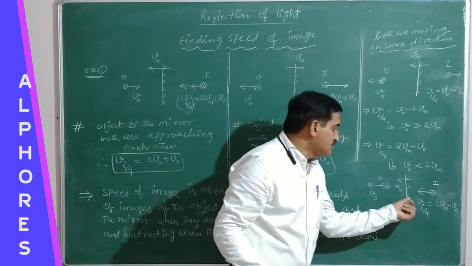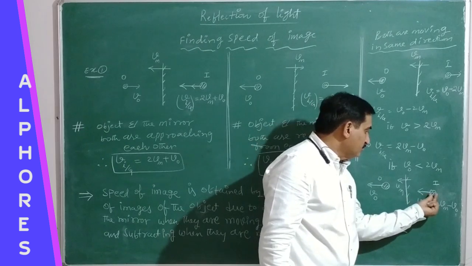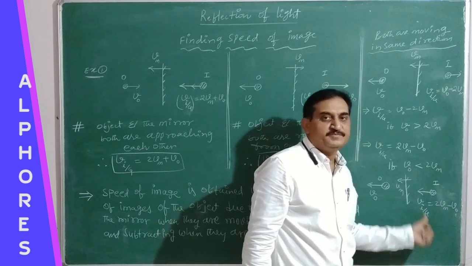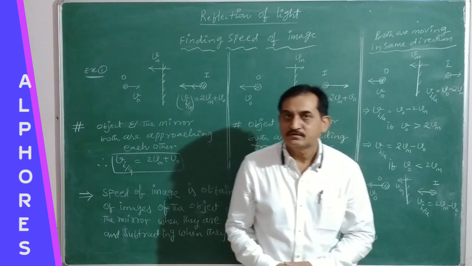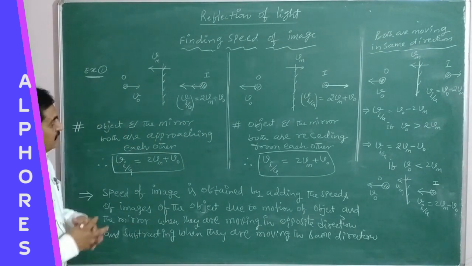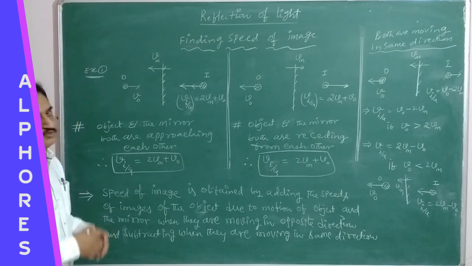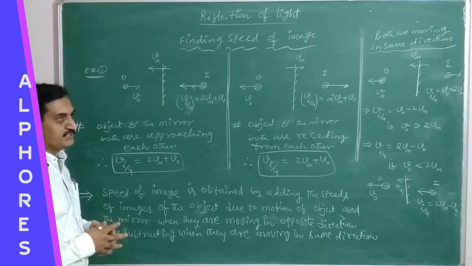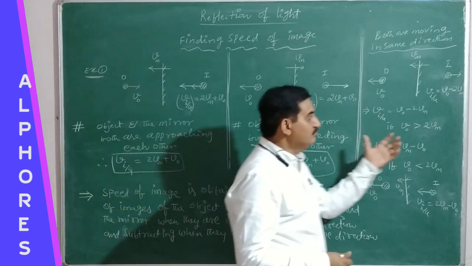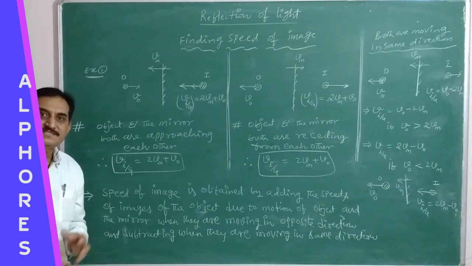There also, the speeds due to motion of the object and due to motion of the mirror are subtracting in order to get the final speed of the image in this case. So this is the main mechanism for how we can get the speed of the image formed by a plane mirror due to motion of the mirror and the object together, in the approaching case and receding case, and when they are moving in the same direction. Therefore, finally, we conclude with a statement.